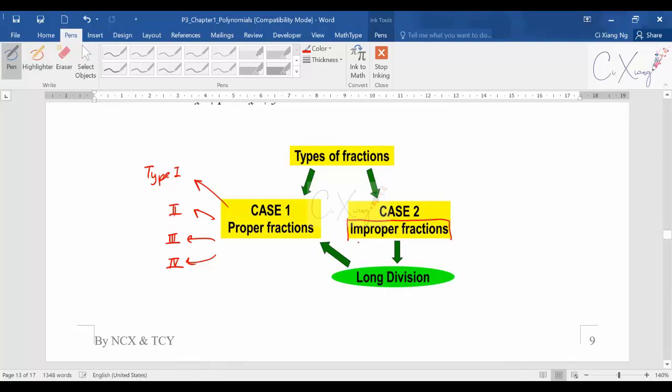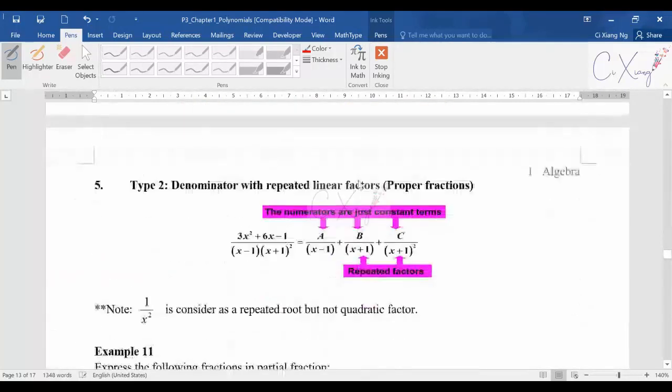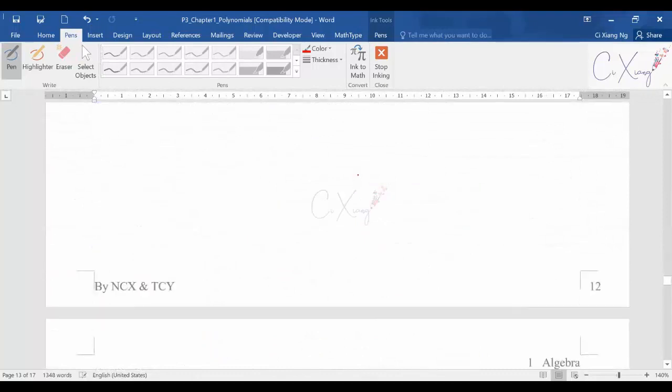So for improper fraction, generally the concept is more or less that before you do the partial fraction, you need to do 1 extra step, which is long division. So let's have a look at how we do it. Let's proceed to the improper fraction part.